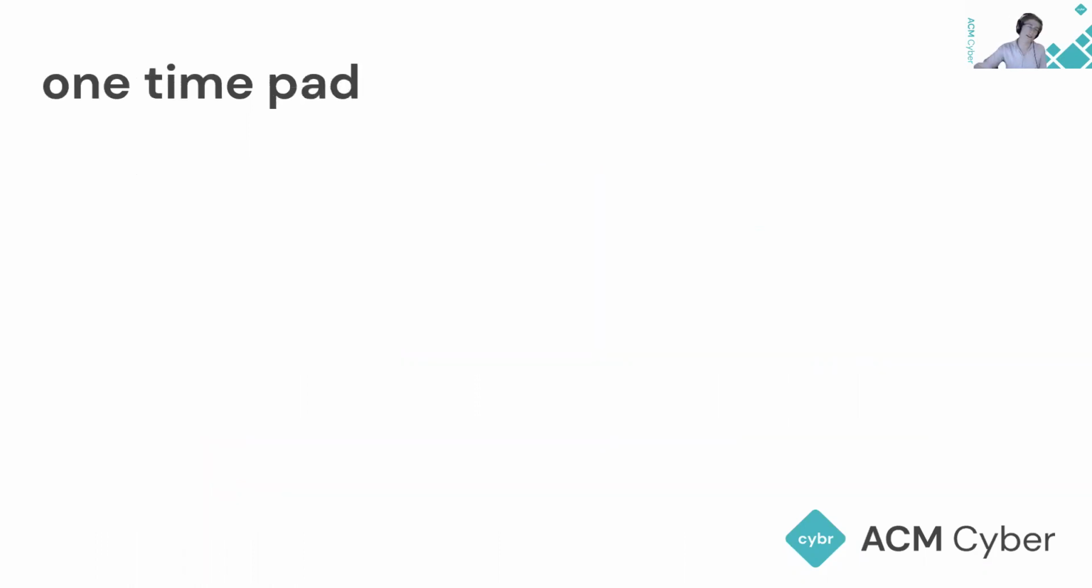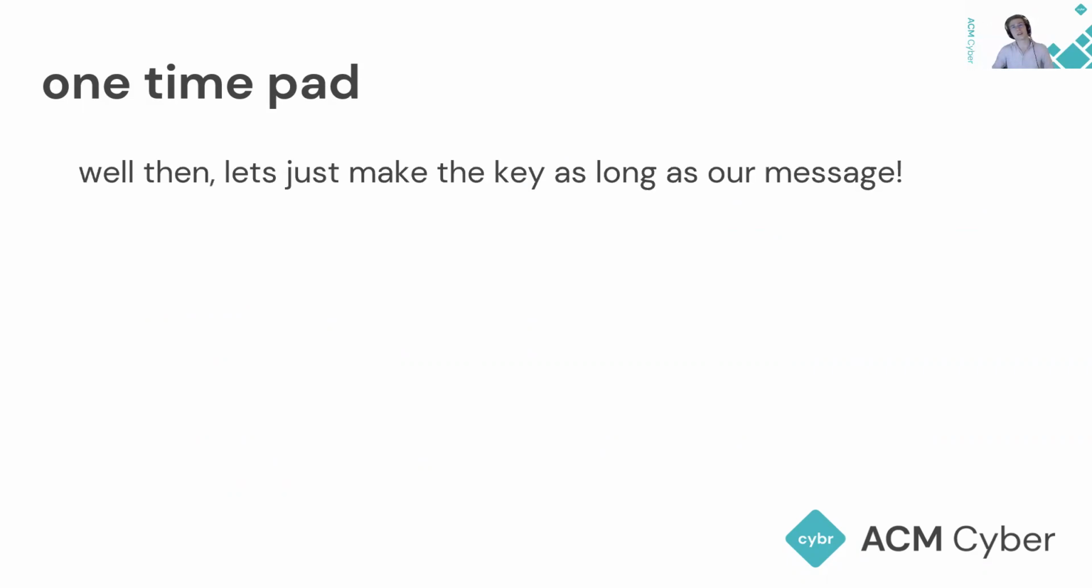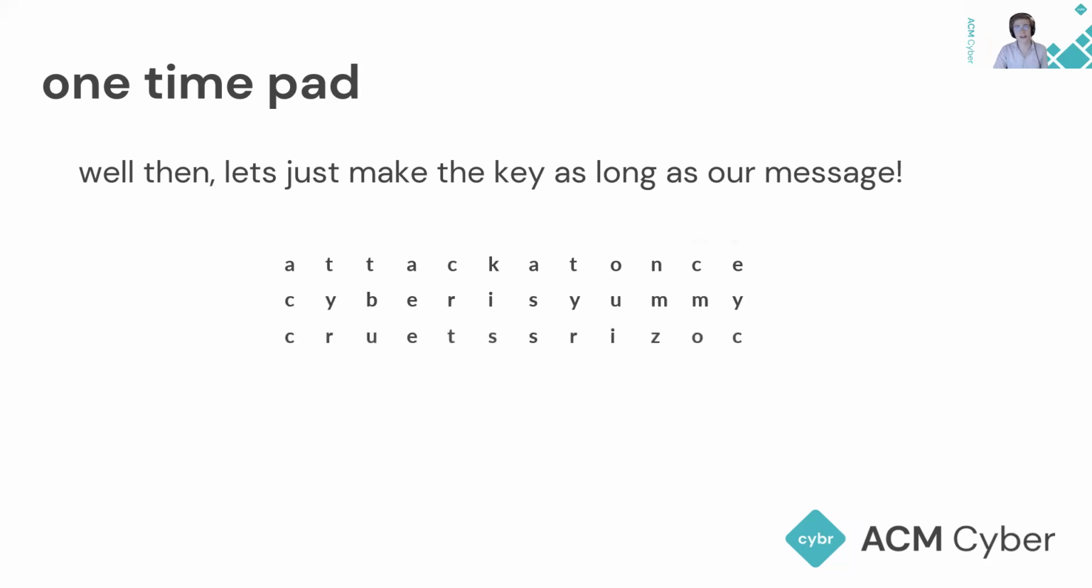So let's extrapolate this out to its logical conclusion. If the problem is the shortness of the key, then let's just make the key as long as our message, right? And this is called a one-time pad. So assuming we have the message attack at once, let's have a new key that is exactly the length or even longer than our message, such as cyber is yummy. Now, if our password is cyber is yummy, then our encrypted text is this.